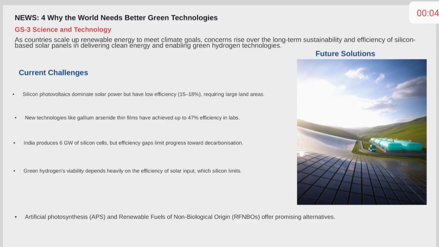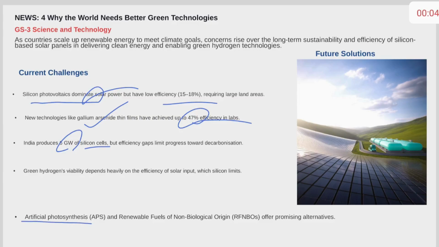Current challenges: silicon photovoltaics dominate solar power but have low efficiency. New technologies like gallium arsenide thin films have achieved 47% efficiency in the lab. India produces 6 gigawatts of silicon cells, but efficiency gaps limit progress towards decarbonization.